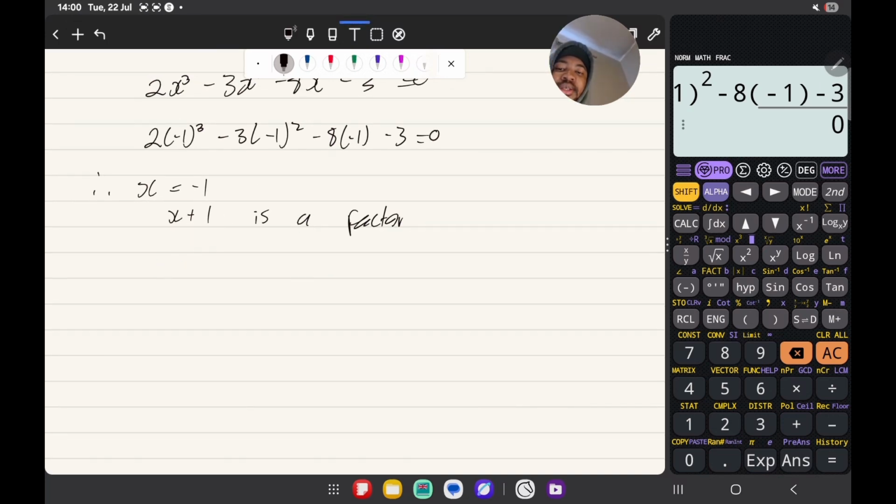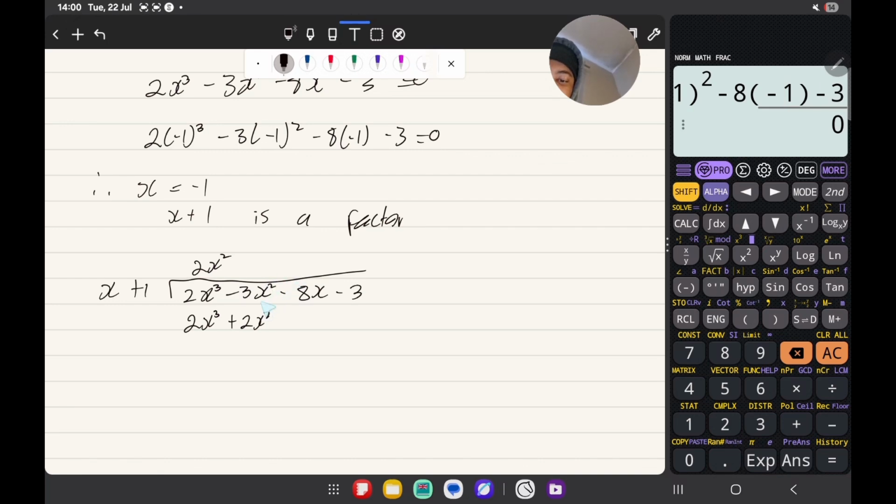Yeah, x plus 1 is a factor. Cool. So then you do your long division. x plus 1 into 2x cubed minus 3x squared... Here you have 2x squared. When you multiply, you have 2x cubed plus 2x squared. I forgot the squared there. Yeah, this is 0, and then here you have minus 3 minus 2, so that is minus 5x squared.